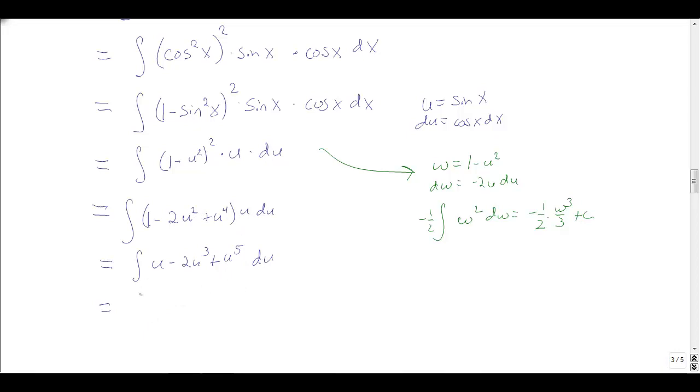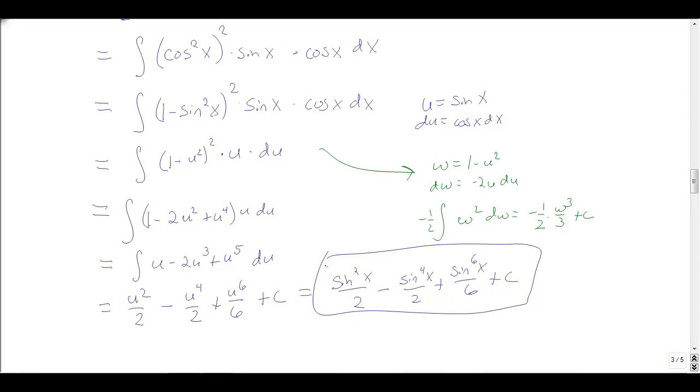Now let me integrate. Integrate u is u squared over 2 minus 2u to the 4th over 4 gives me a u to the 4th over 2. And then we get a plus u to the 6th over 6 here, plus c. And then you sub back in u with sine x here. And so you get sine squared x over 2 minus sine to the 4th x over 2 plus sine to the 6th x over 6 plus c.